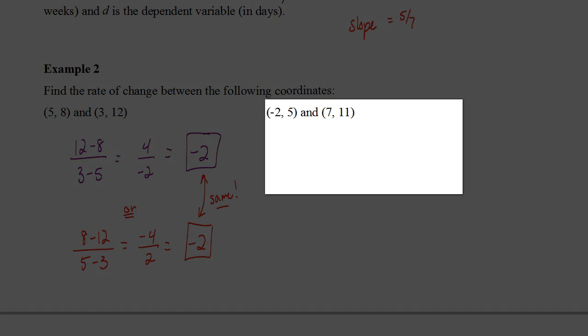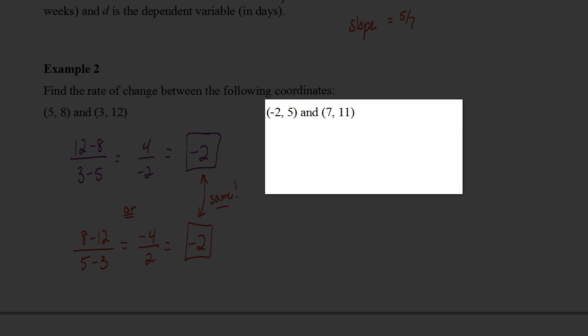So why don't you try this next one on your own, where we have these two coordinates, the negative 2, 5, and the 7, 11. So why don't you take a minute, pause the video, and hit play when you're ready to check to see if you have the correct answer. Okay, let's see how you did.